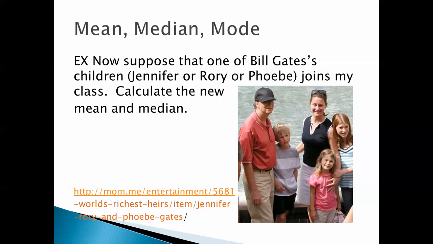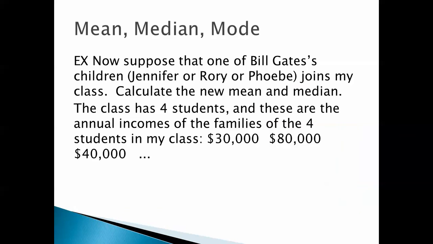Okay, now suppose that one of Bill Gates' children, Jennifer or Rory or Phoebe, joins my class. Calculate the new mean and median. Well, the class has 4 students, and these are the annual incomes of the families of the 4 students in my class. 30,000, 80,000, 40,000, and care to guess what Bill Gates' annual income is? About $9 billion last time I checked.